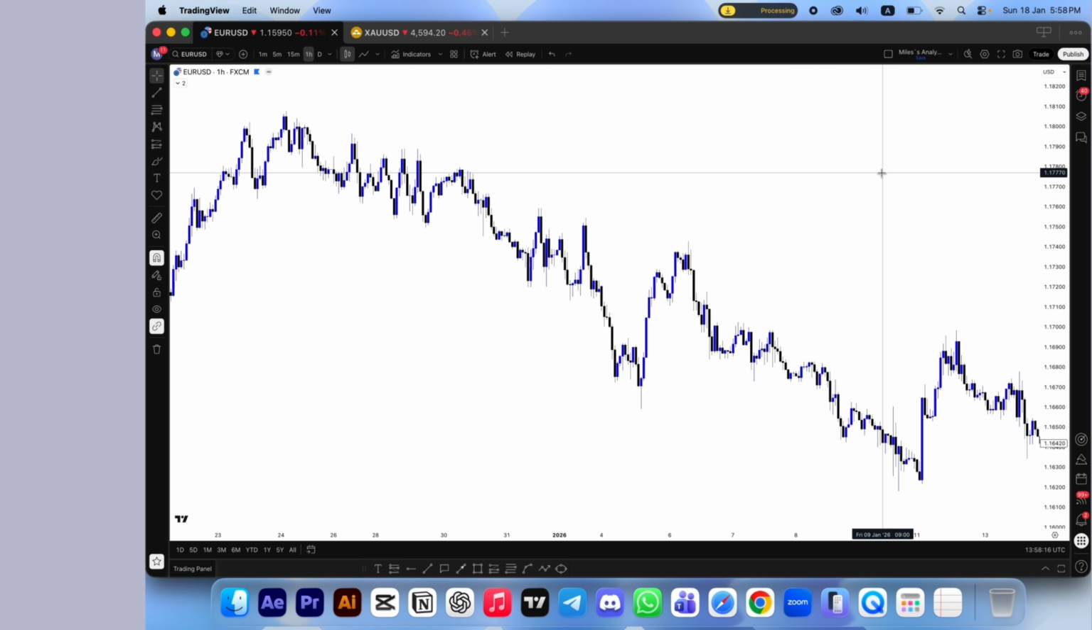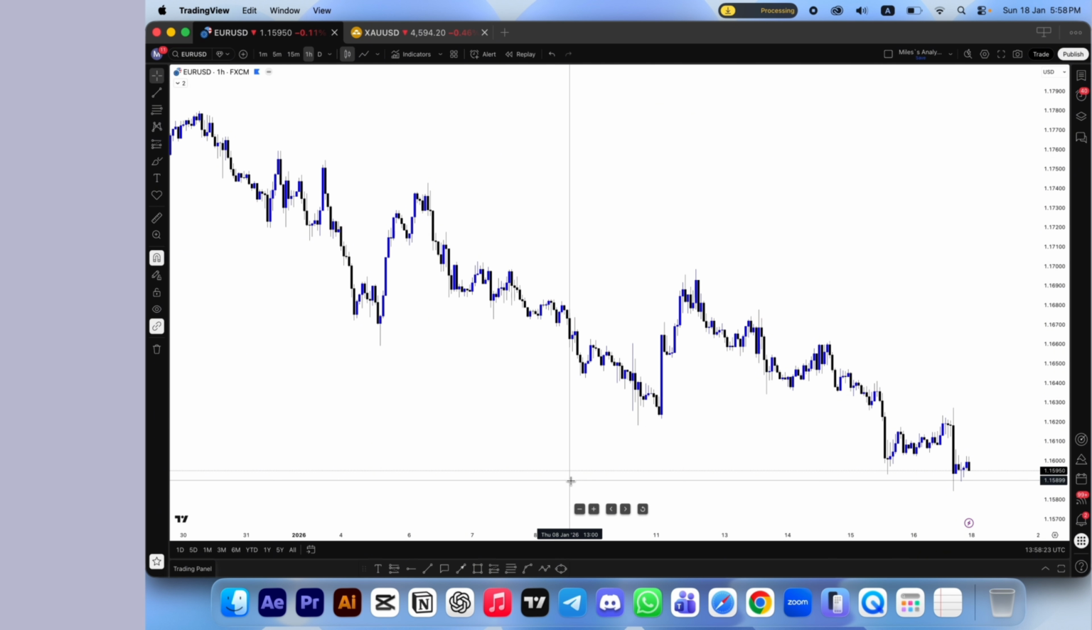So I'll start by looking at the EURUSD and I'll look at the 1 hour time frame, then go to the 5 minutes time frame for entry setups, and I'll do the same for gold as well.